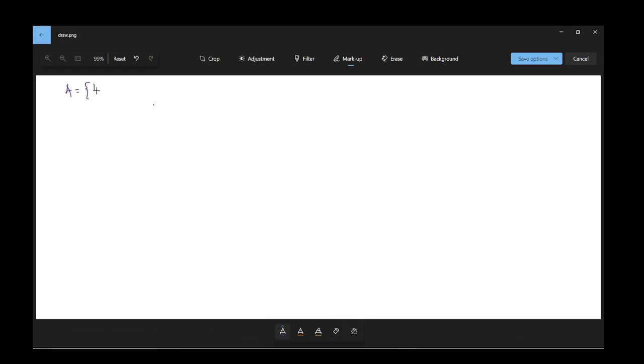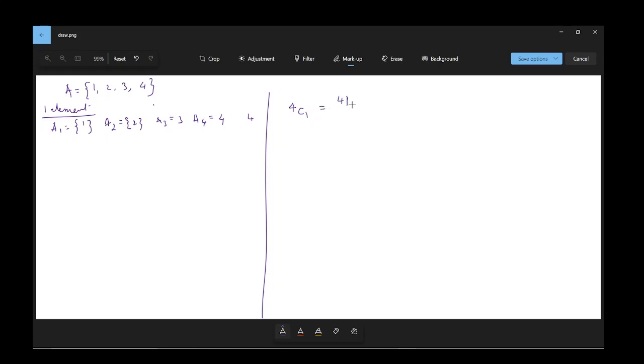Let us take 4: 1, 2, 3, and 4. So I'll take one element at a time. A1 is 1, A2 is 2, A3 is 3, A4 is 4. So total number of elements is 4. Calculation is 4 combination 1. 4 elements, we are taking one at a time, which is 4P1 by 1 factorial. 4 by 1 is 4.